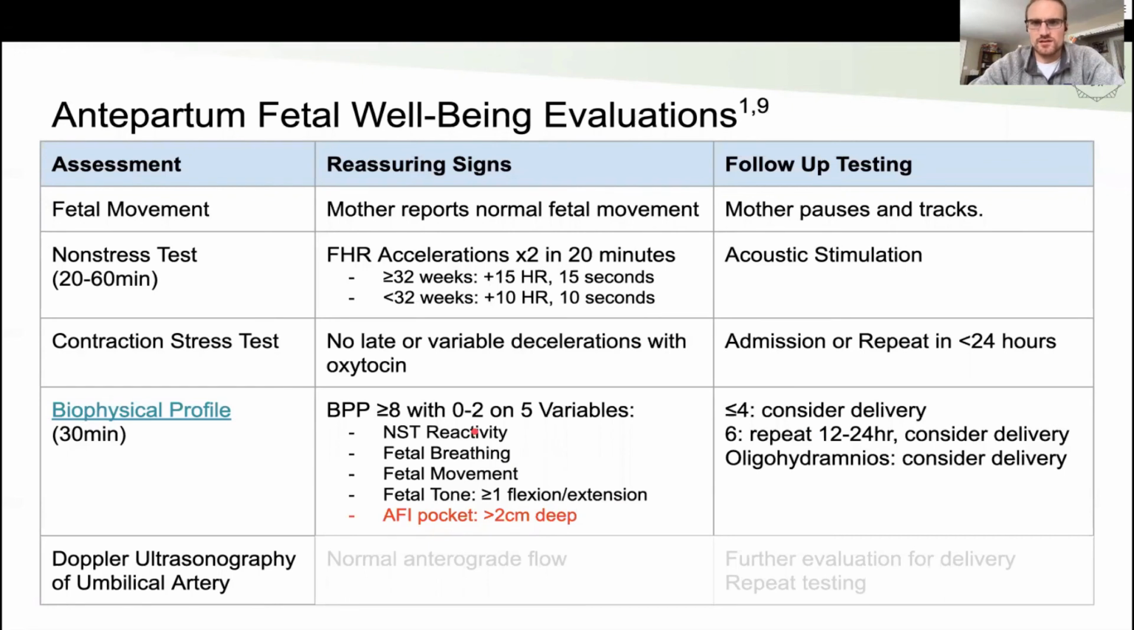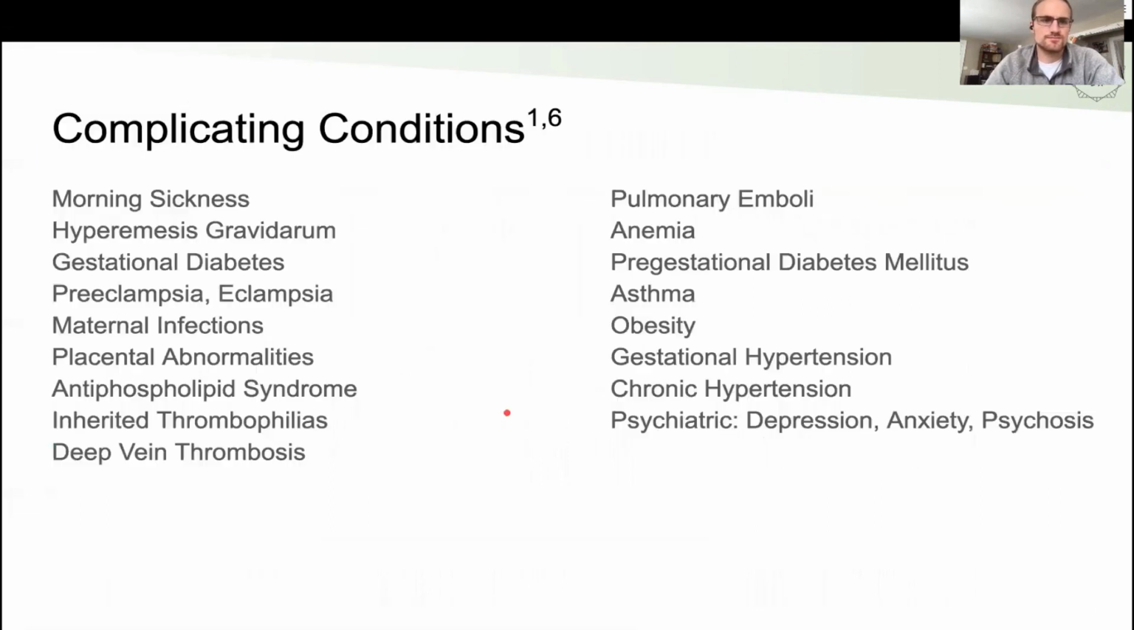If your score is less than that, then you need to look further and see if there's something going on in the pregnancy that requires an intervention. That would definitely be an MFM consult, would definitely be high risk OB, would definitely warrant further evaluation and workup. And then lastly, Doppler ultrasonography, you're looking for normal anterograde flow. If you don't have that, it indicates that your pressure in your placenta is off, which could be a sign of preeclampsia, it could be a sign of uteroplacental insufficiency, and is definitely a sign of concern that needs further evaluation for whether or not delivery is indicated, and you need to repeat that test.